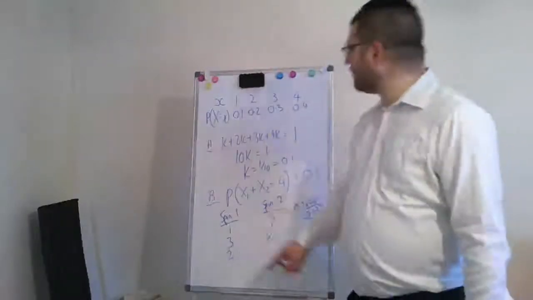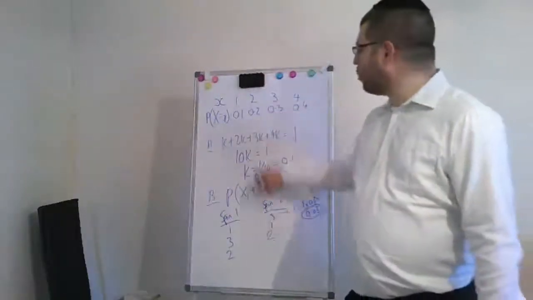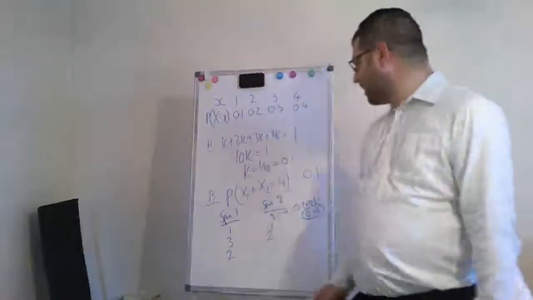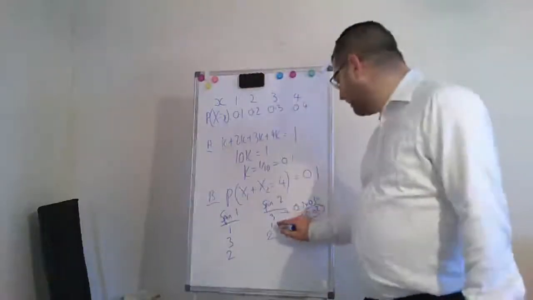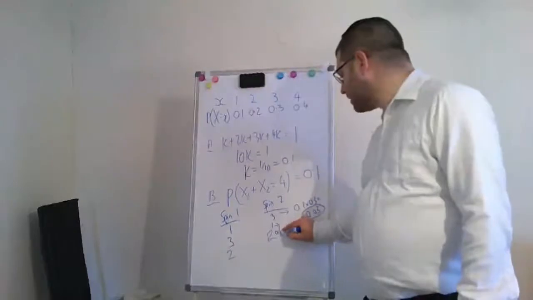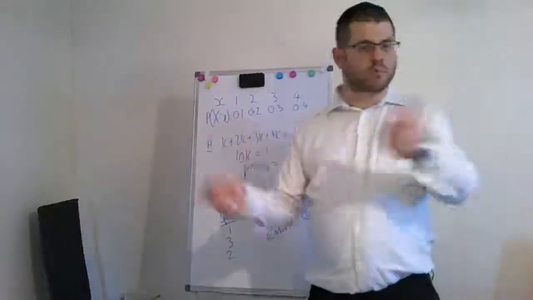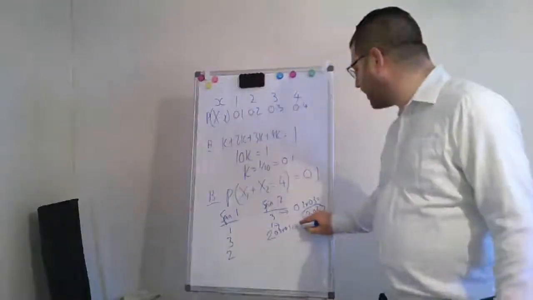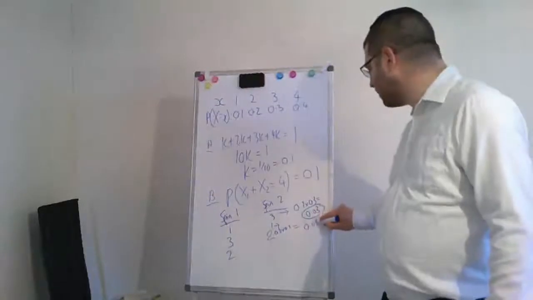What if I get 3 first, which is 0.3, and then 1 next, which is 0.1? It's exactly the same thing. It's just 0.3 for this line times 0.1. They've just been reversed. Altogether, it's the same thing. You get 0.03 again.